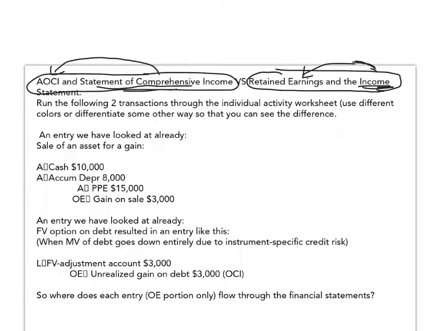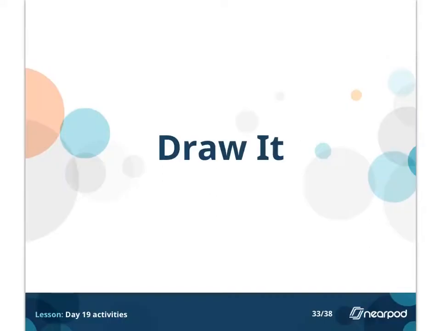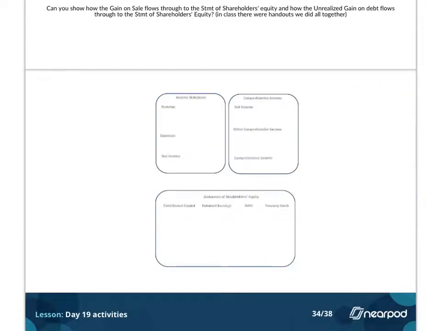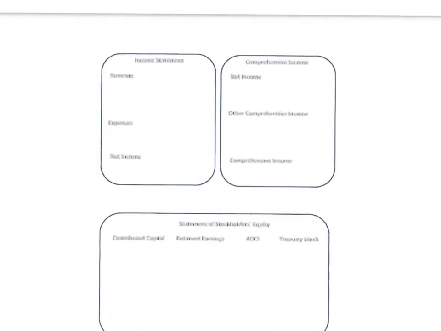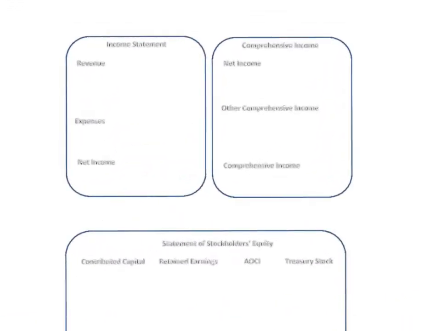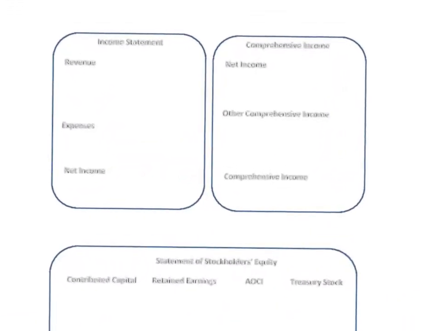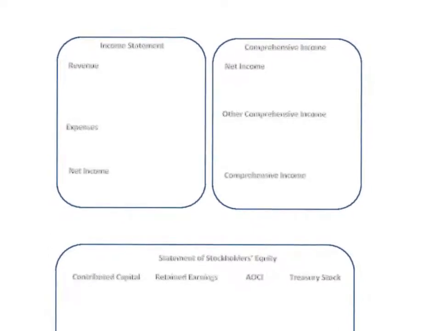So we're going to start with this gain on sale, just a simple gain on the sale of an asset that is going to be reported in the income statement, and we're going to then look at an unrealized gain that goes through OCI. So this little draw it. We'll see if we can make this big enough to see. Oh, looks like we can, sort of. All right.